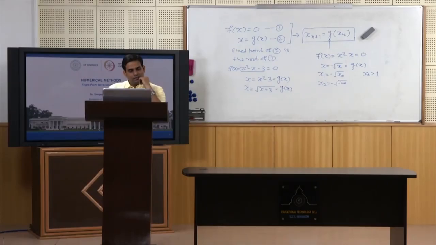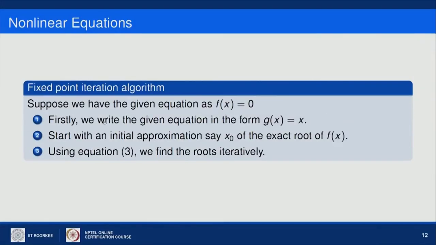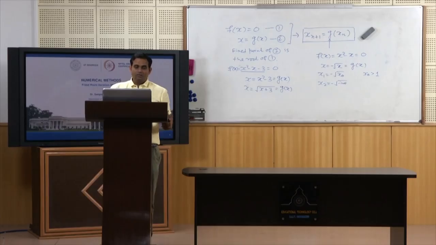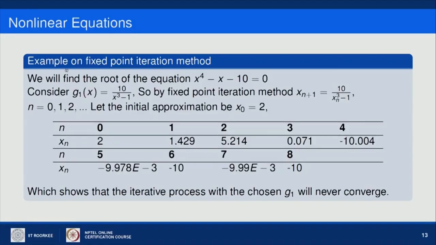The algorithm works like this. Suppose we have the equation f(x) equals 0. First, we write the given equation in the form g(x) equals x. Then, we start with an initial approximation, say x naught, and then we find the successive approximations x(n) in different iterations. Now, let us take another example of the fixed point iteration method.